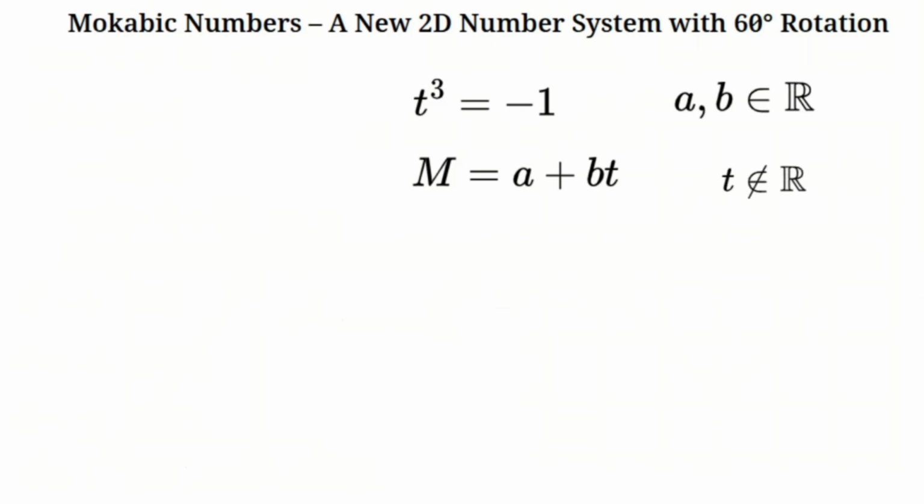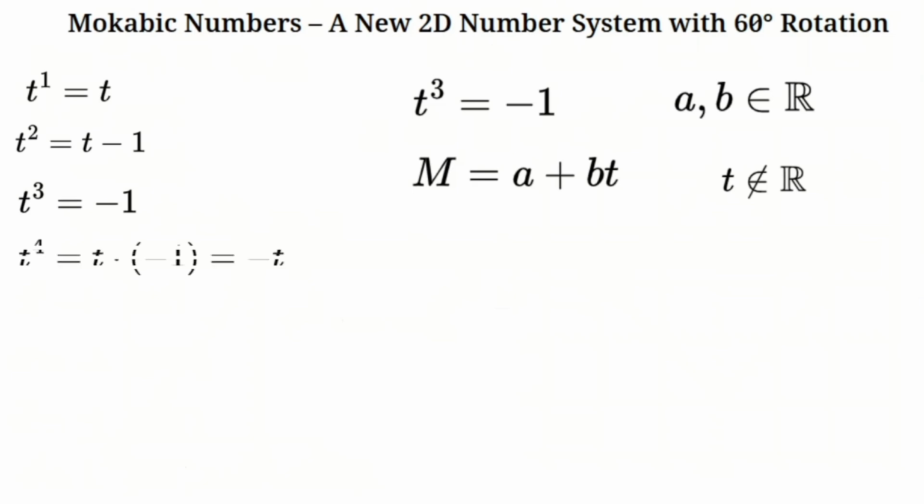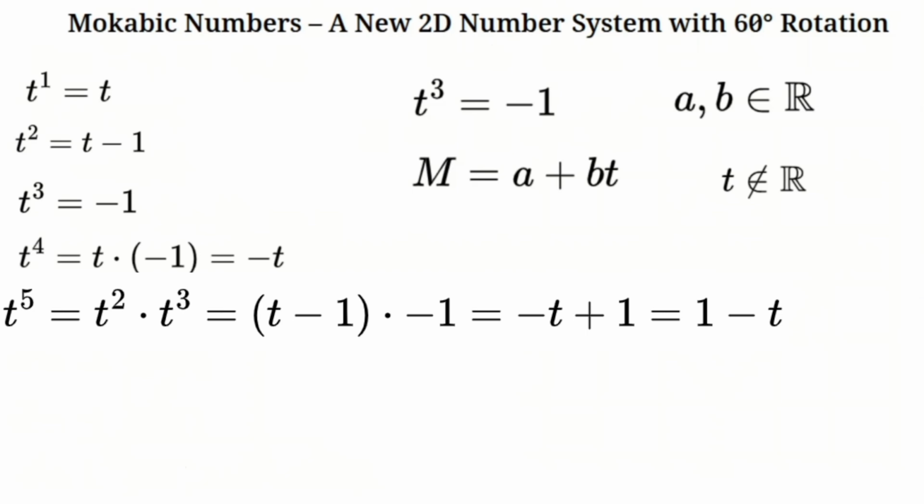Powers of t and 60-degree rotation. To understand the Mokabic structure, let's compute powers of t using the fact that t cubed equals -1. t to the power of 1 equals t. t to the power of 2 equals t minus 1. t to the power of 3 equals -1. t to the power of 4 equals t times -1, which simplifies to -t. t to the power of 5 equals t squared times t, which is (t minus 1) times t. Expanding, this gives t squared minus t, which simplifies further to -1 minus t. t to the power of 6 equals t cubed squared, which is (-1) squared, giving +1.